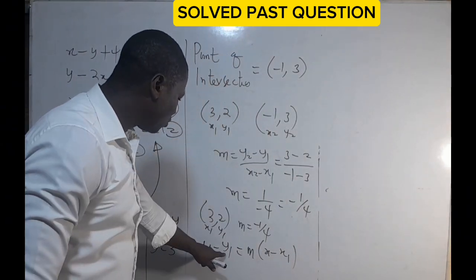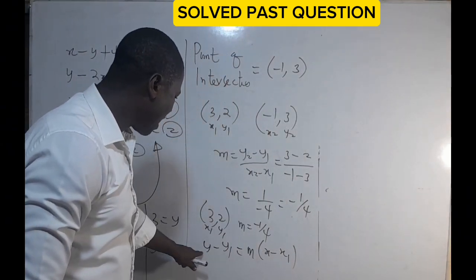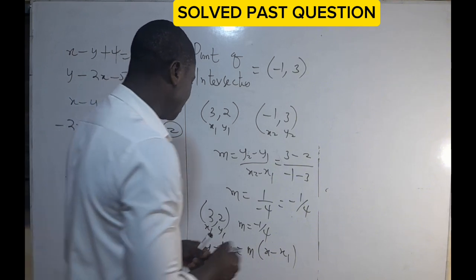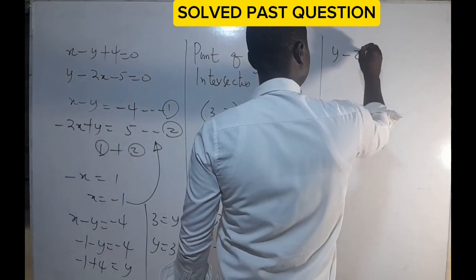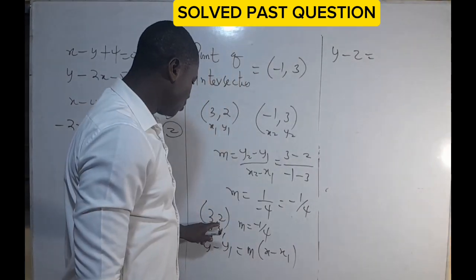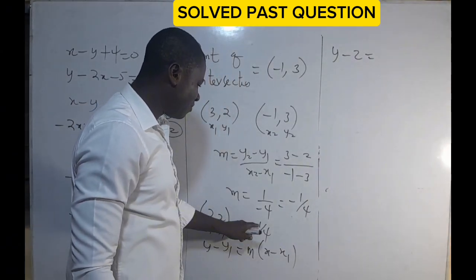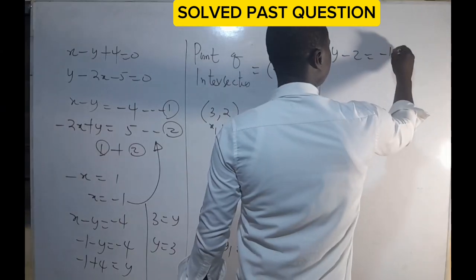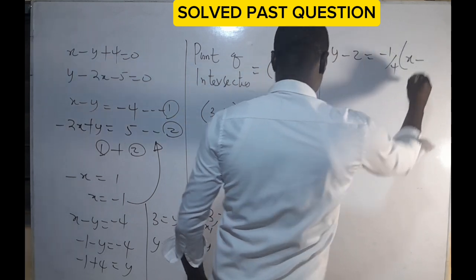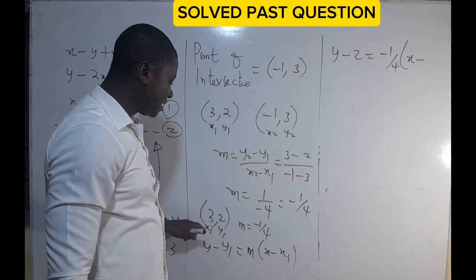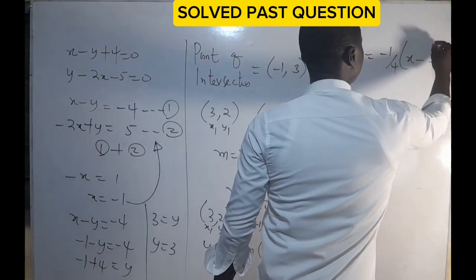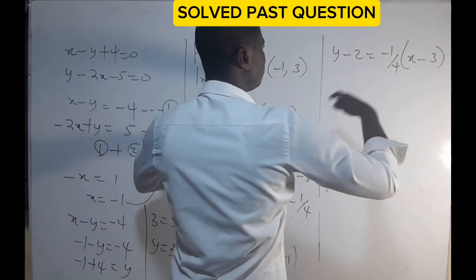So y minus y1. Okay, now y minus y1 is what? y1 is 2, so y minus 2 is equal to m. m is now minus 1 over 4. So minus 1 over 4. Then we have x minus x1, and x1 is the x coordinate of the point, that is 3. So we have x minus 3.